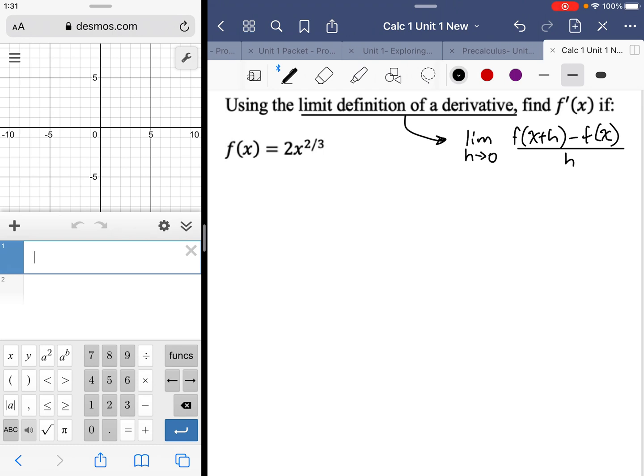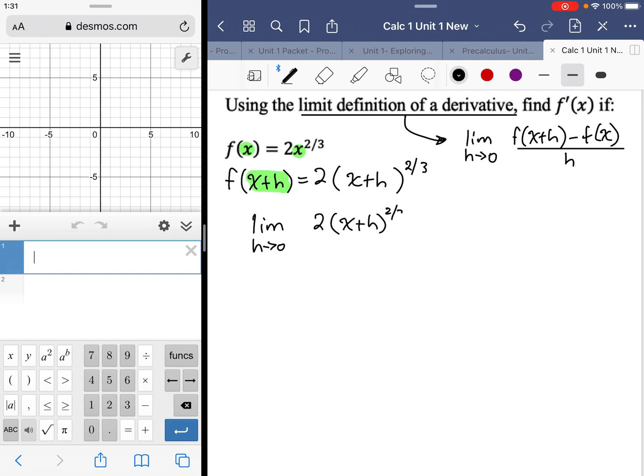We have the f of x, we would need an f of x plus h, which is what we would get if we take the original function and replace the x value with an x plus h. Okay. So we're looking at the limit as h approaches 0 of 2 parentheses x plus h to the 2/3 power minus 2x to the 2/3 all over h.